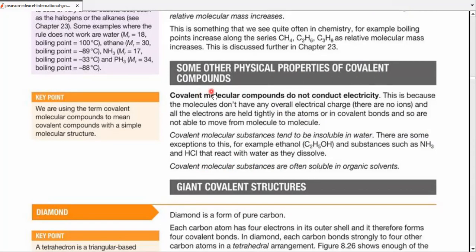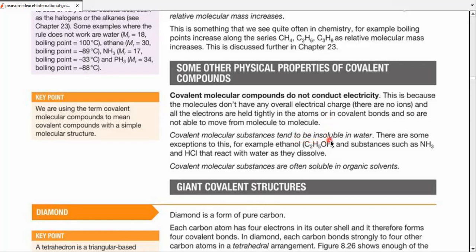Some other physical properties of covalent compounds. Covalent molecular compounds do not conduct electricity. Molecules don't have any electric charges on them. They're not ions. All electrons are held tightly in their shared pairs. They're not able to move from molecule to molecule. So they are insulators and do not conduct electricity.